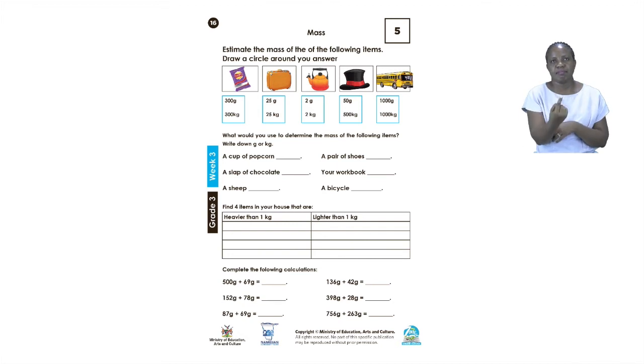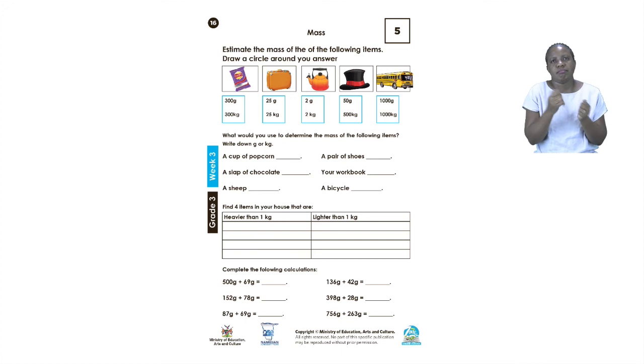Now, the next part says, what would you use to determine the mass of the following things? Is it grams or kilograms? Now, remember, grams are smaller than kilograms. In fact, the way we weigh ourselves is using kilograms. So that can give you an idea. A cup of popcorn, will it be grams or kilograms? If you said grams, well done! It would be put in grams because a cup is very small and popcorn is very light.